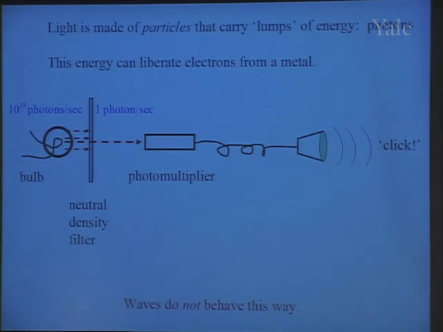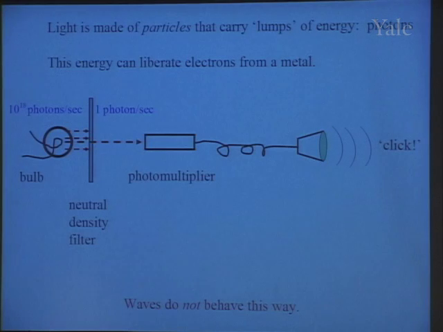So we want to get rid of most of them, so we put a dark gray piece of glass here called a neutral density filter, and it absorbs almost all of those particles of light. But about 1 per second maybe goes through this dark thing and comes out the other side.